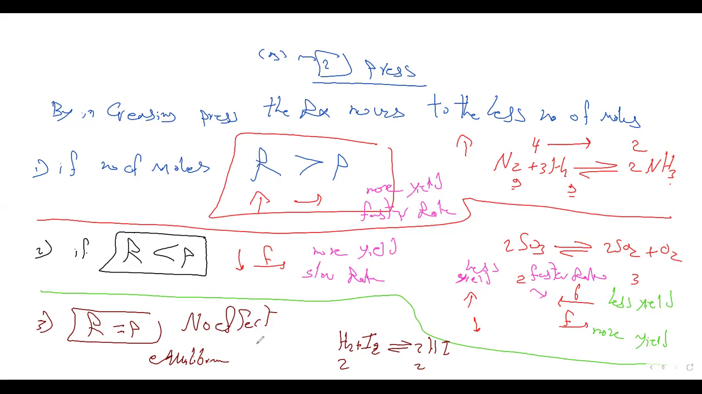And the third one, if the number of moles are equal, pressure doesn't affect. We have 2 and 2. No effect. Equal number of moles in both sides. So the first one, if the number of moles in reactants is greater than products, we are increasing to make it move forward. If the number of moles in product is greater than reactants, we are lowering to make it move forward. If they are equal, doesn't affect.